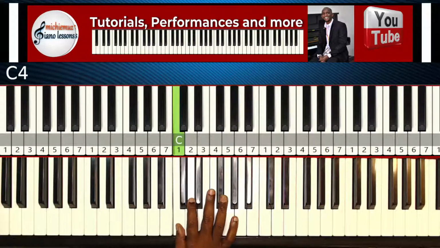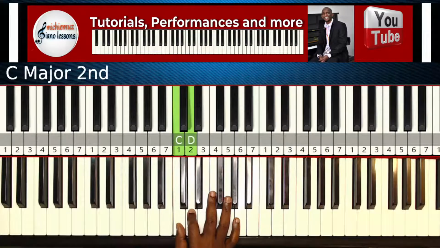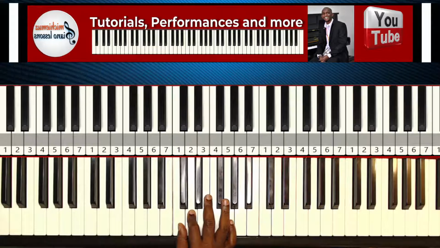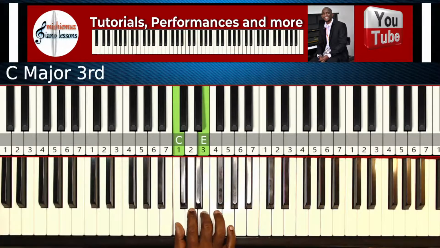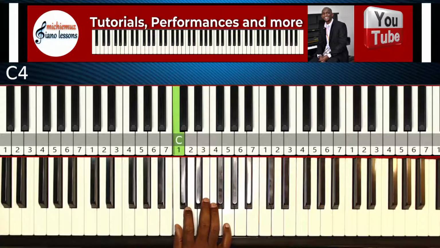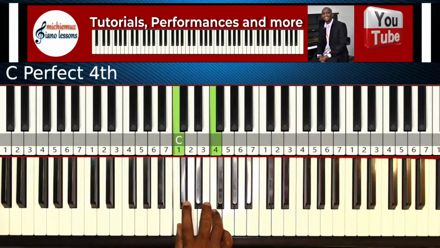Now, the distance between C and D, or the first degree and the second degree, we call that a major second. Okay? The distance between C and the third degree, we call that a major third. The distance between C, which is the first note of the scale, also known as the tonic or the root, and the fourth, we call that the perfect fourth.